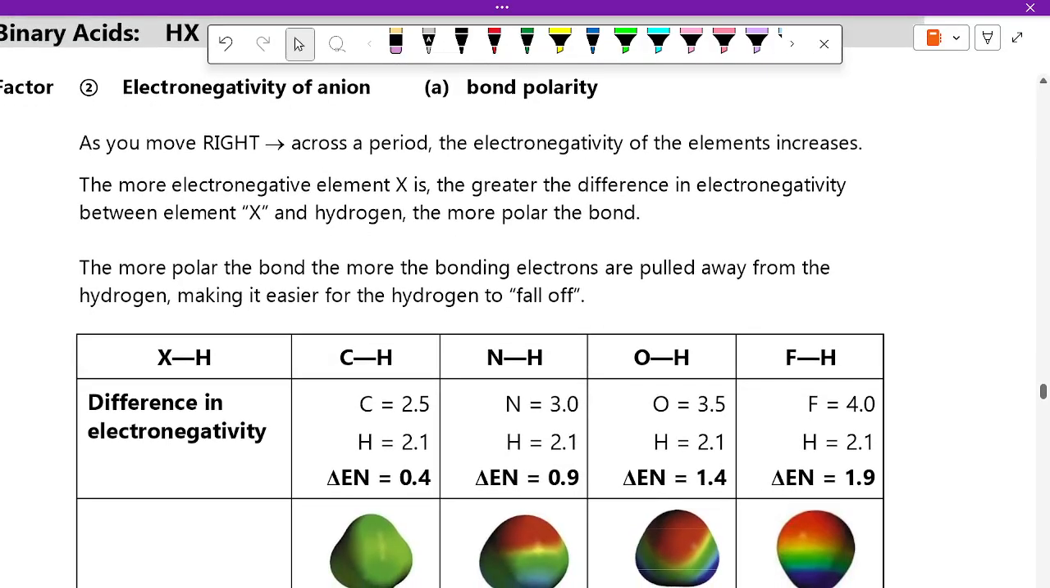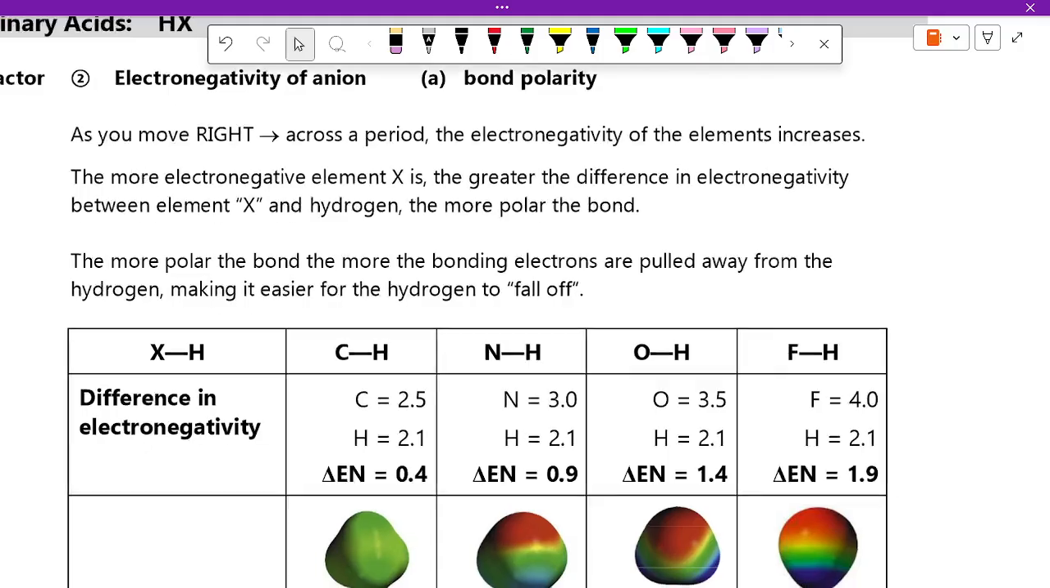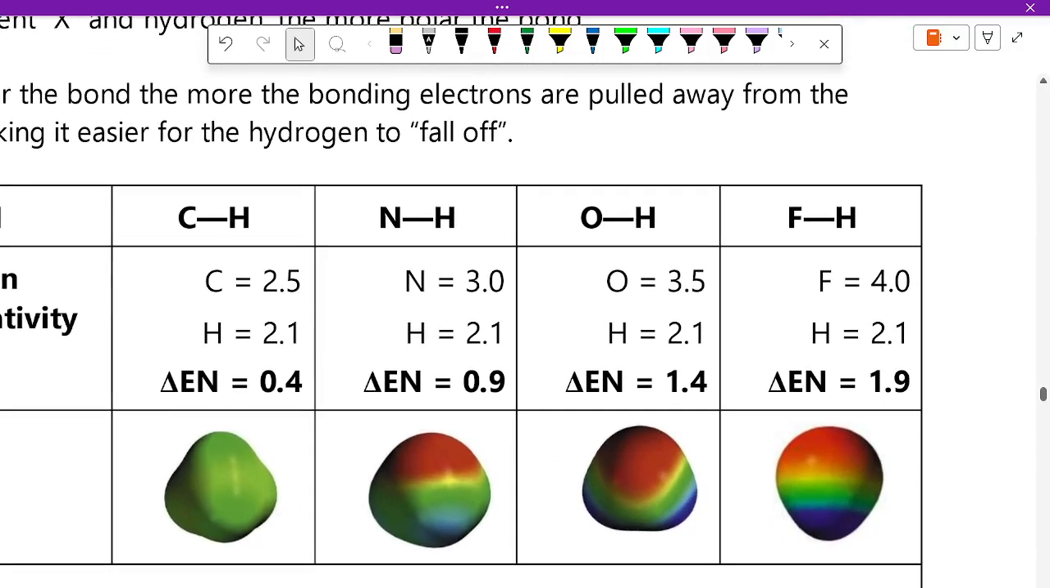Here is our difference in electronegativity as we go from left to right across period number 2. Look at that carbon-hydrogen bond in CH4. The difference in electronegativity is 0.4, so that is a non-polar covalent bond. Okay, we go from that to 0.9.